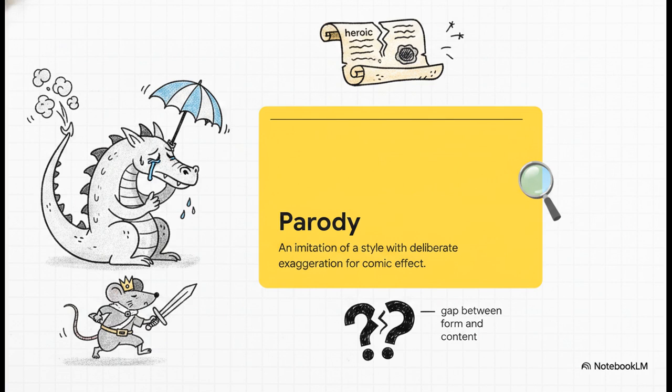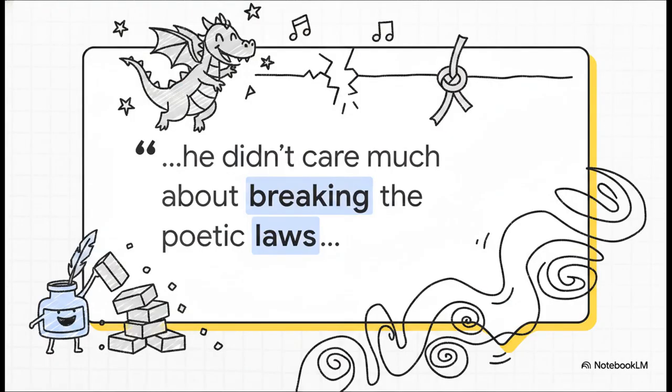He uses the formal trappings of heroic literature to tell a fundamentally silly story. And that gap between the serious form and the ridiculous content is exactly where the humor lives. The famous author Anthony Burgess put it perfectly when he said Nash didn't care much about breaking poetic laws. The attitude of the poet is undeniably playful, almost mischievous. He respects the craft enough to use complex rhythms and forms, but he absolutely does not take the subject matter seriously at all. He loves bringing together the informal and the formal.